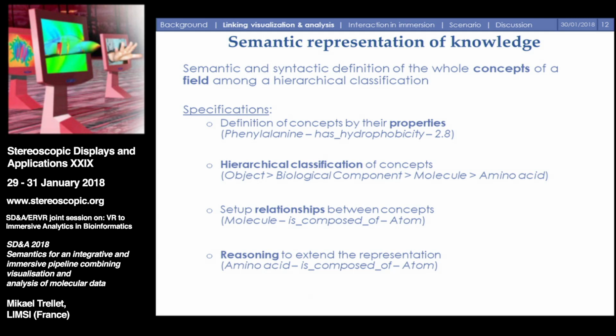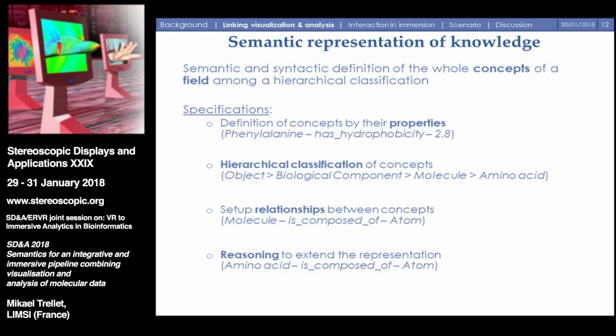So we want to define all the concepts by their properties. A simple example: phenylalanine has a hydrophobicity scale of 2.8. Okay, that's something. So I define the phenylalanine concept with a value associated, a property associated. I have a hierarchical classification of concepts. What does it mean? You try to classify your concepts by already creating a first link between each other. So an amino acid is a molecule, which is a biological component, which is ultimately an object. You can set up relationships between the concepts. So a molecule is composed of atoms.